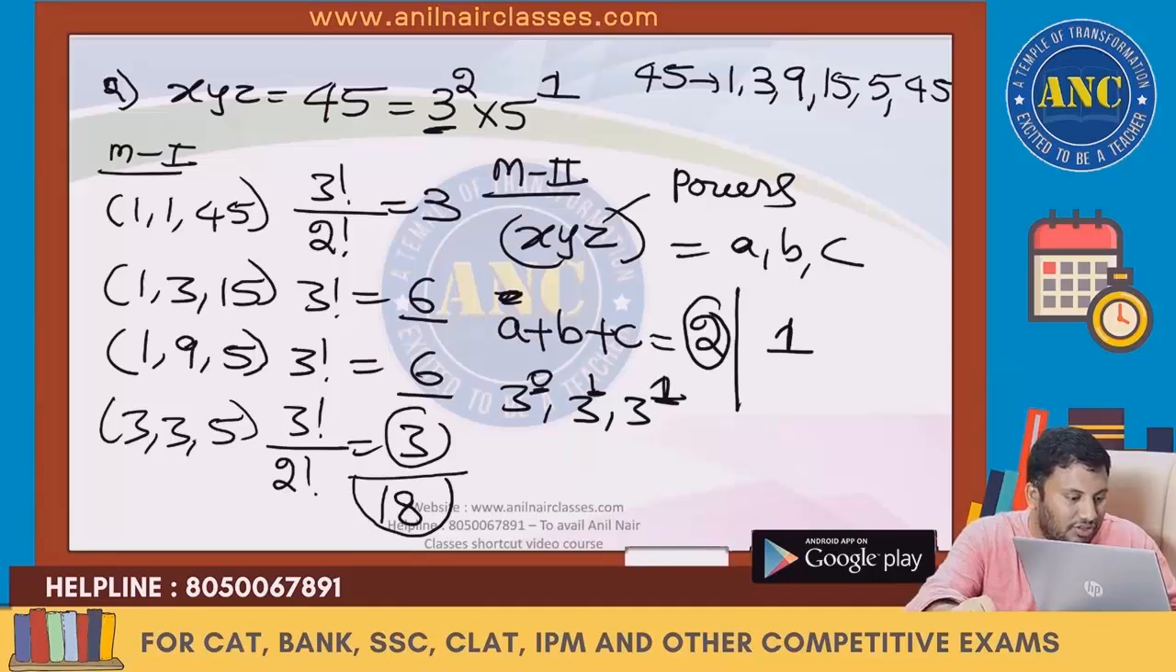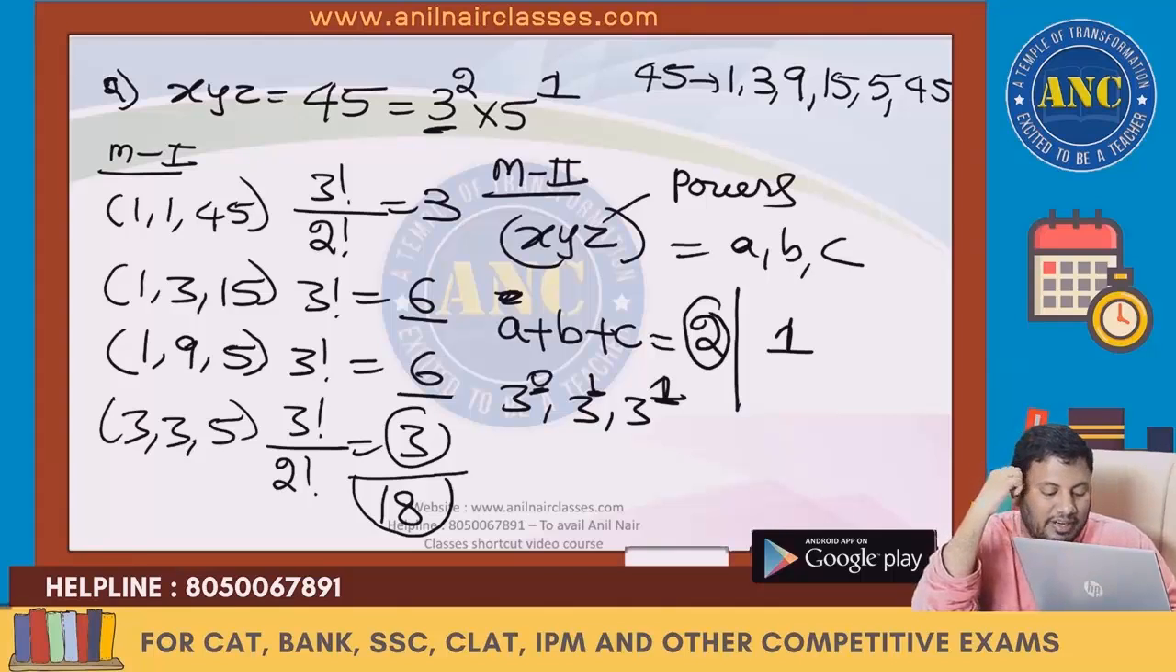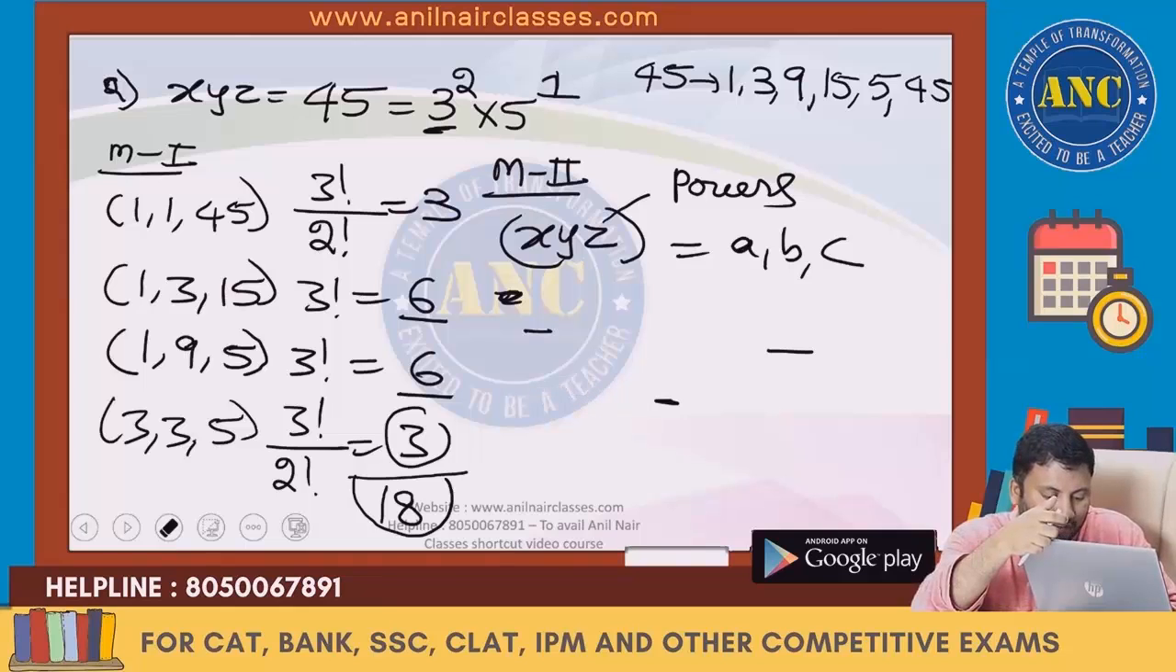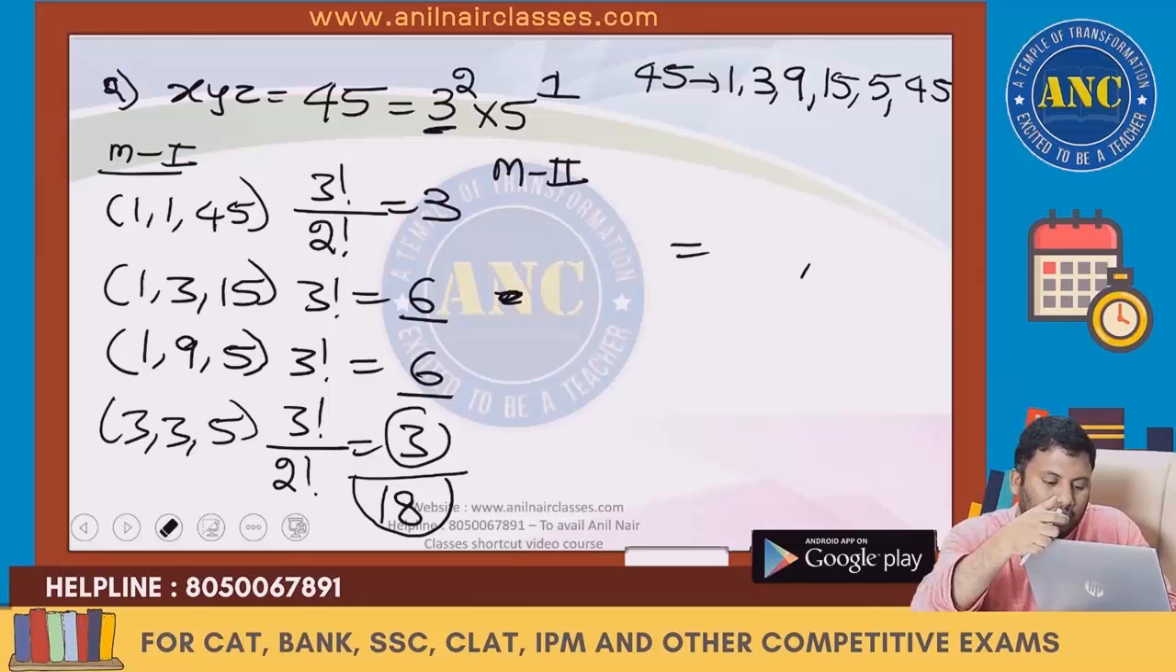Where is 133? 133 is lying here. That means instead of doing the positive integral solution for X, Y, Z, I am doing the non-negative integral solution. Why non-negative? If I have to distribute 3 power 2 onto X, Y, Z, in how many ways can you distribute it? Think logically. I will do this so that it will be much more effective.